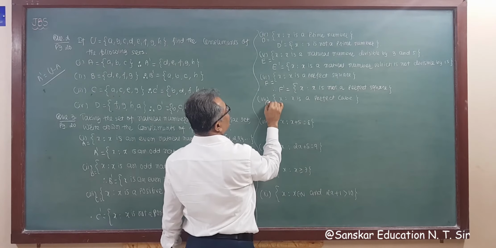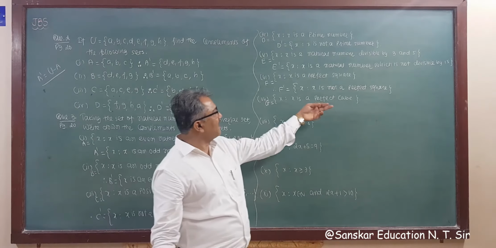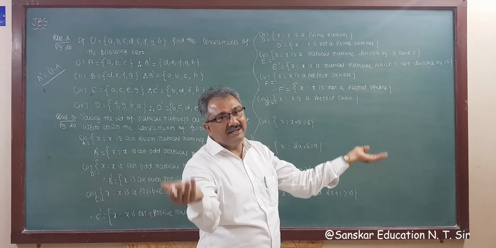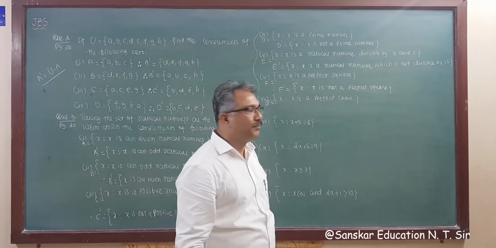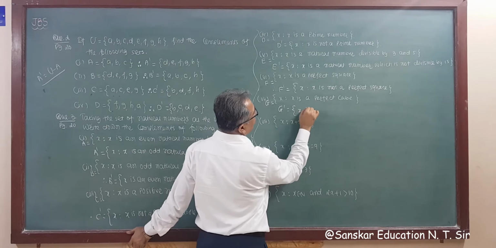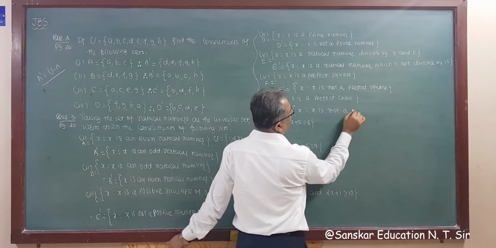Suppose this set is G, then G is given x is a perfect cube. So similarly, not a perfect square was the complement there, and here it is not a perfect cube, right? So G dash will be x, where x is not a perfect cube.